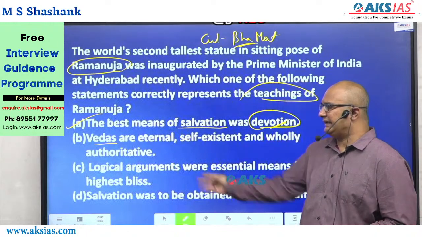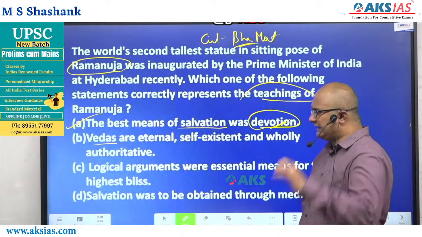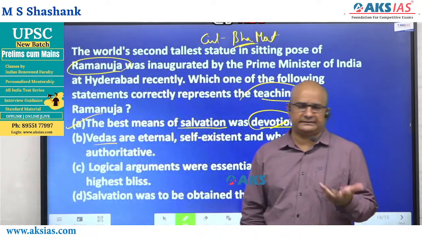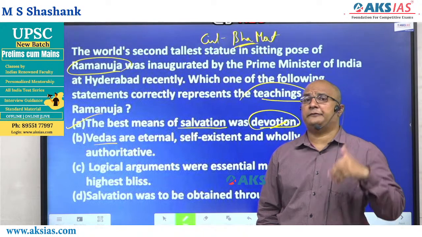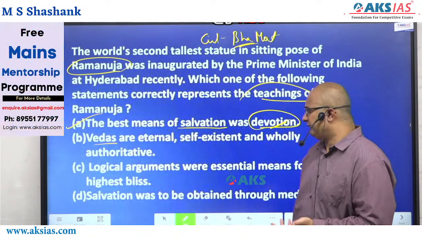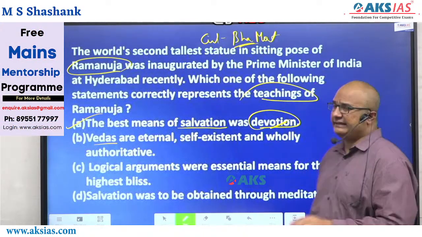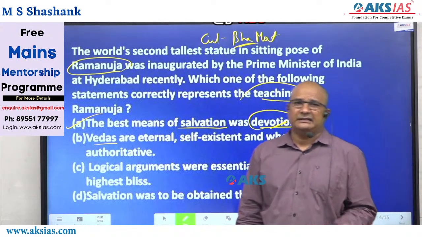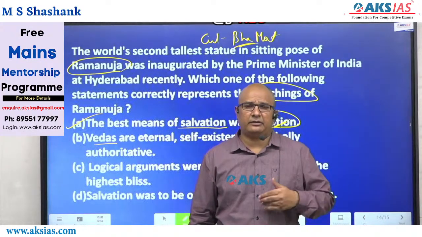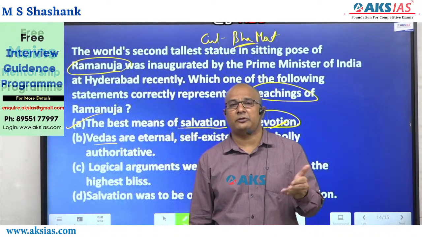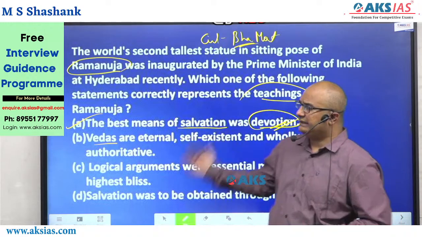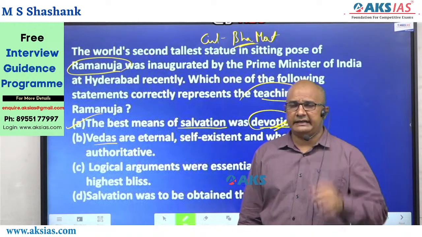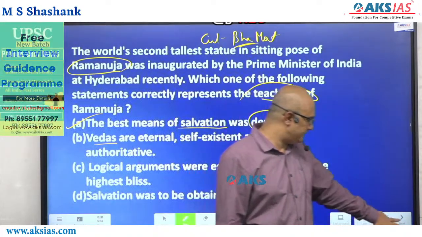These two can clearly be eliminated. Logical arguments were essential means for highest bliss. I said no. That was a belief of Adi Shankara, who went for Jnana Marga. Salvation was to be obtained through meditation. Again, as I said, meditation, knowledge and all are slightly difficult, which common people may not be able to do. What is easier for common people is bhakti, and he stressed more on bhakti as the means. So the answer will be A.